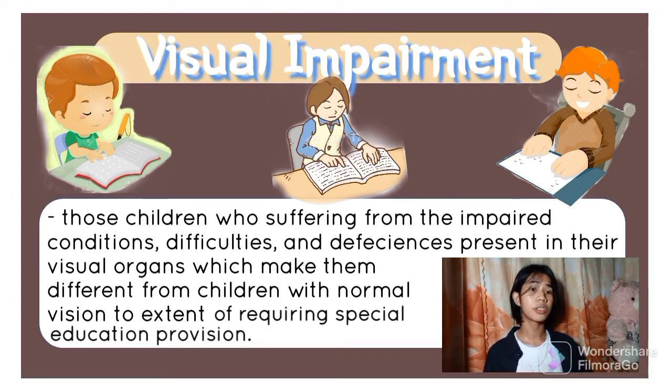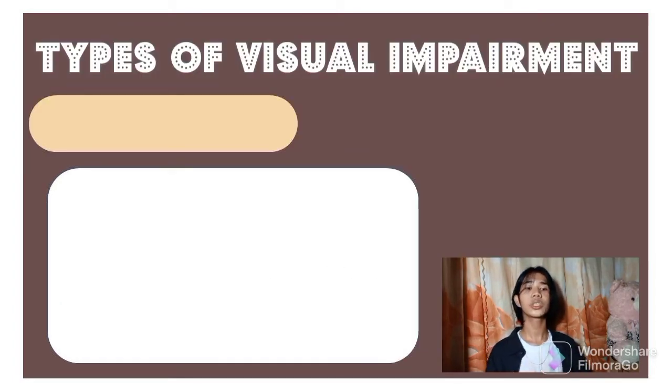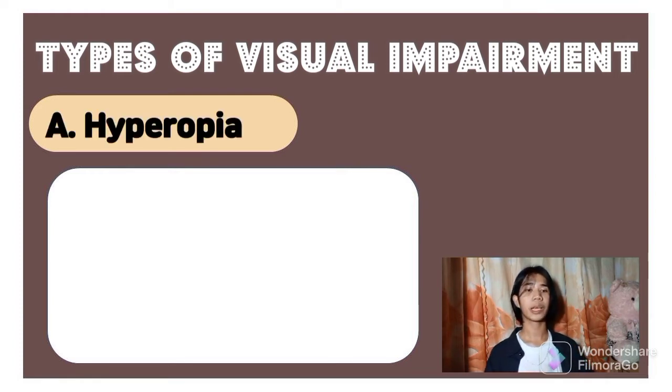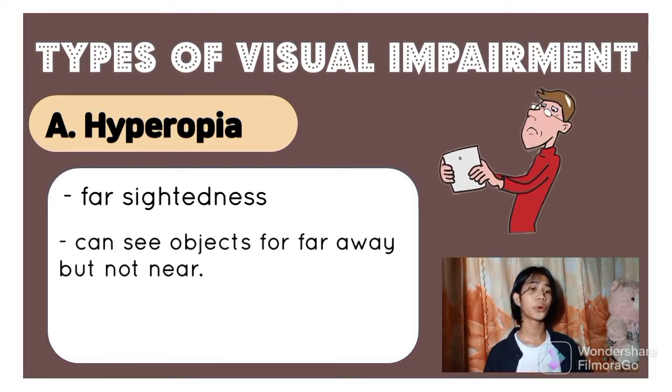This is a condition that causes problems or inability to see. Some people are completely blind, but many others have what you call legal blindness. Under visual impairment, there are various types, and let's begin with hyperopia. Hyperopia or farsightedness: you can see objects far away but not near. Meaning to say, you can see things that are far away better than things that are up close. In persons with this condition, nearby objects may appear blurry.